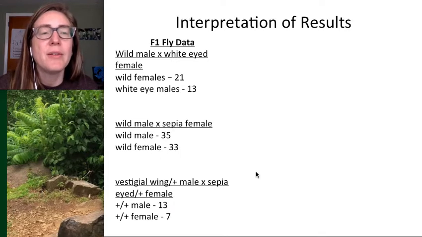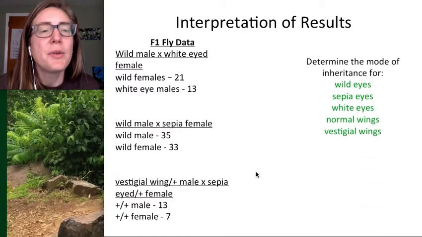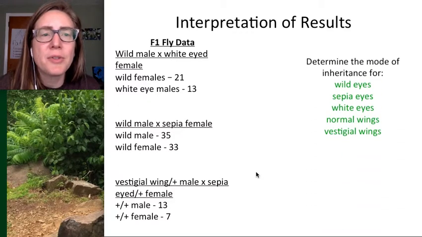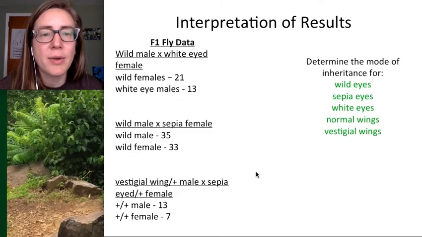First off, for your interpretation of results, you are going to have to tell me the mode of inheritance. I'm going to work through this one with you together so that it makes sense to you, so you can calculate those expected values that you're going to need for two other calculations that we're going to do, for your percent error and for chi-squared.